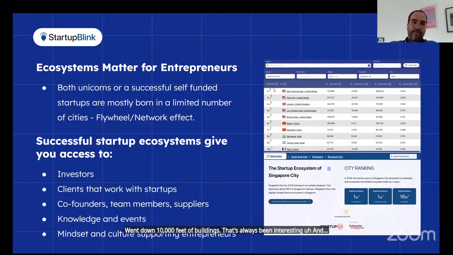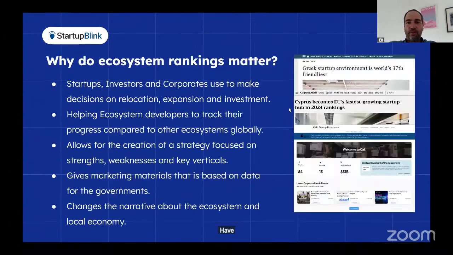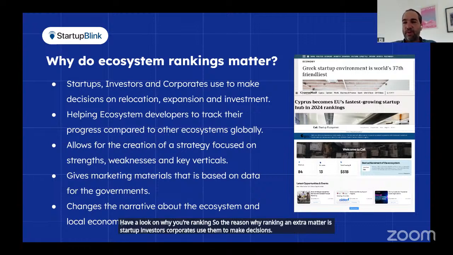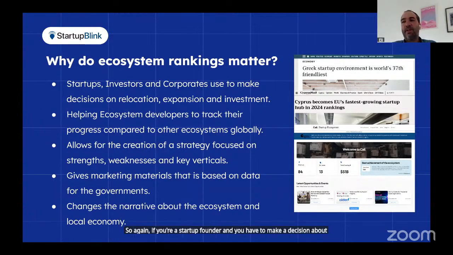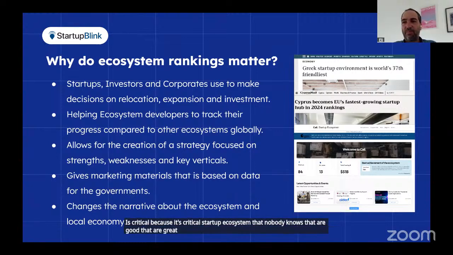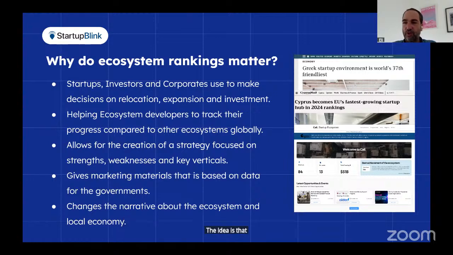So basically, have a look at why do ecosystem rankings. The reason why ranking an ecosystem matters is that startups, investors, corporates use them to make decisions. So again, if you're a startup founder and you have to make a decision about where you should build your startup, you basically have to use all those sources. They also help the ecosystem developers to track their progress and to build a strategy. And of course, it also gives marketing tools to promote your ecosystem, which is critical, because startup ecosystems that nobody knows are good are not great, just like a company that has no marketing and nobody knows about. It can be great, but if the government has not spent effort in pushing this forward, then it's a little bit problematic.